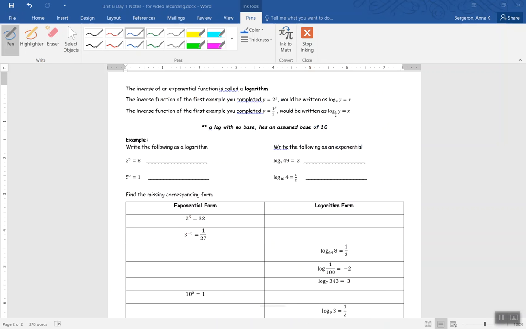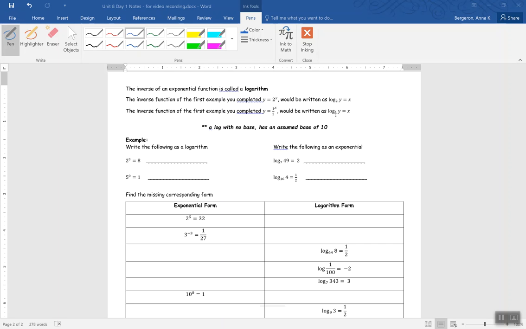So that little graphing activity leads us into the second page of our notes, which is telling us that the inverse of an exponential function is called a logarithm. So that red graph that was in the first part of that video is our logarithm graph. And so today we're really just going to talk about how we can write an exponential in logarithm form and a logarithm in exponential form. Because they're inverses, you can write them both ways.